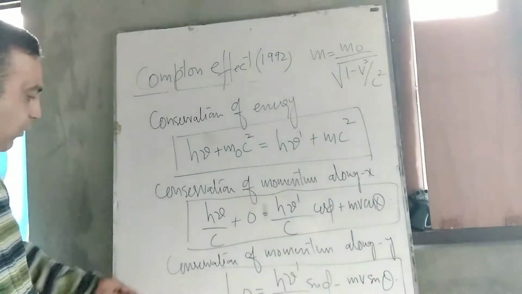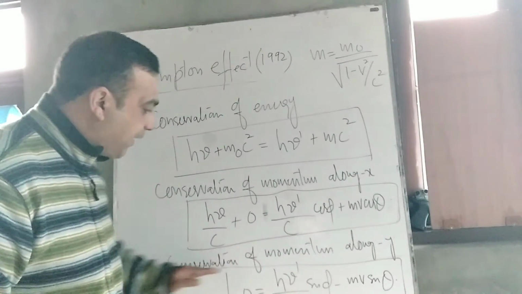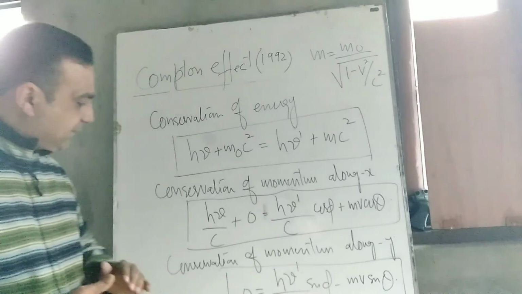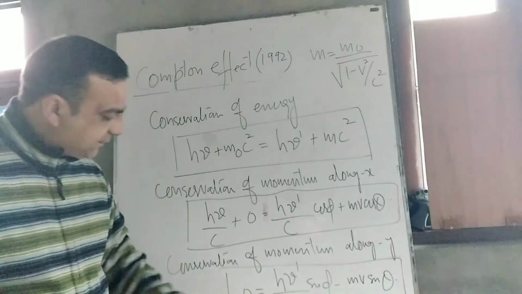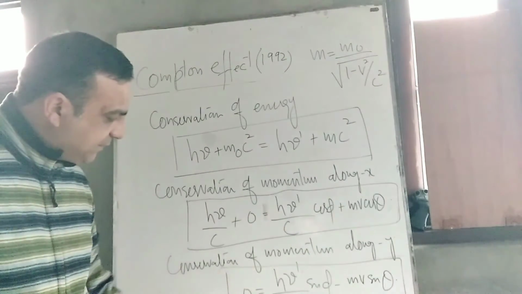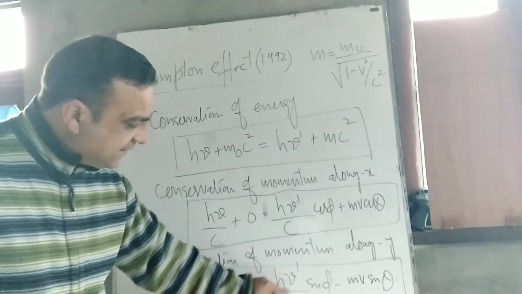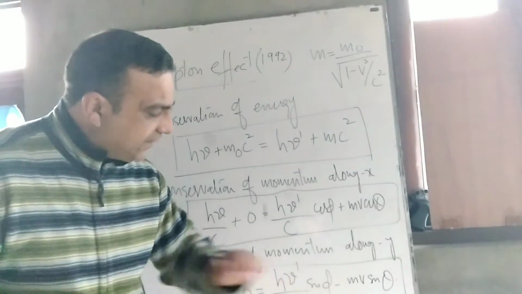The same story will go for the y component of this process. You can see that before the collision, there's no motion along the y-axis. Therefore, this must be 0, then h nu dash by c sine phi minus mv sine theta.